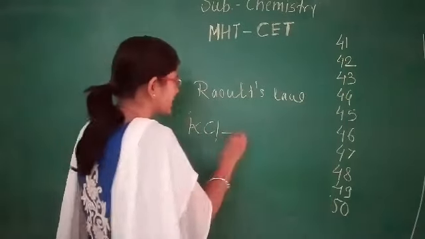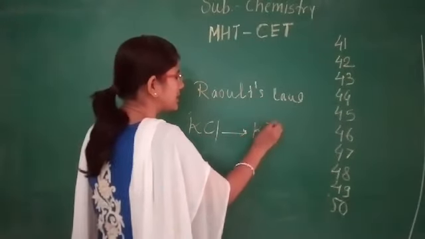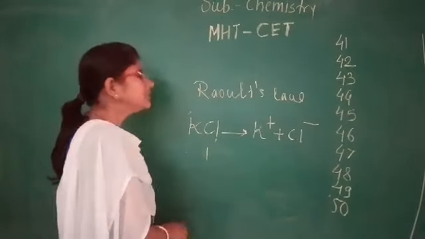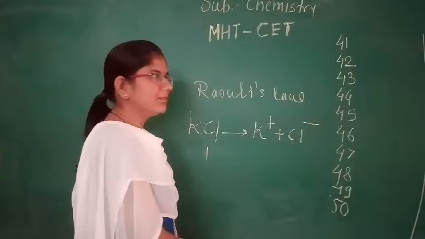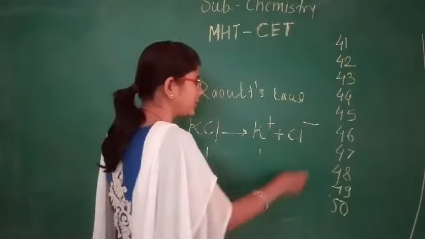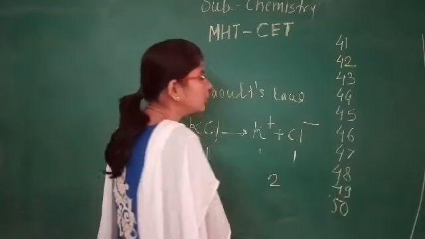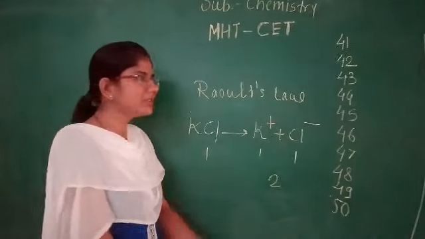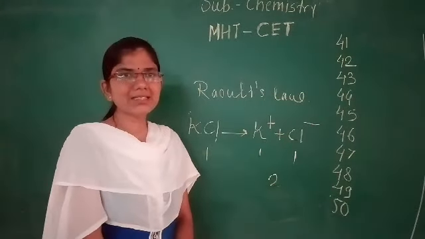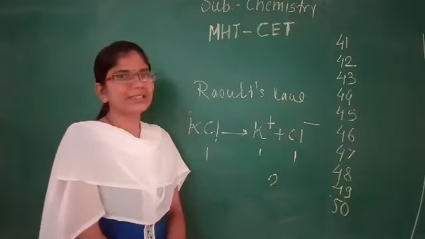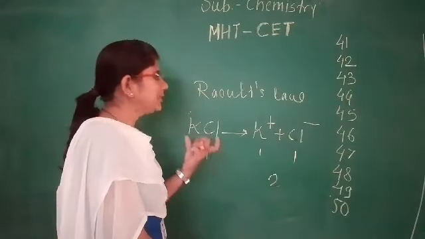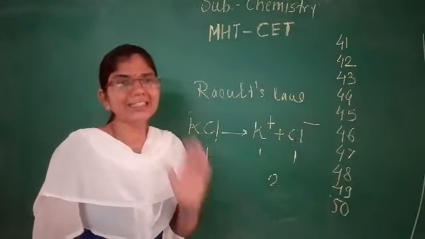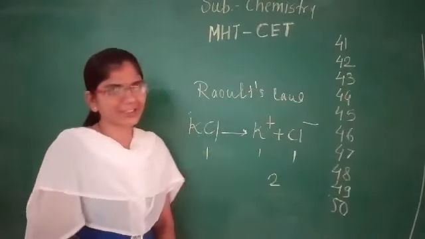such as KCl, the KCl dissociates into K plus and Cl minus, which means one mole of KCl is divided into 1 plus 1, that is, 2 moles. We know that colligative properties depend on the number of solute particles when it gets dissociated. Therefore, the colligative property in such an electrolytic case increases compared to what is expected for a non-electrolyte.